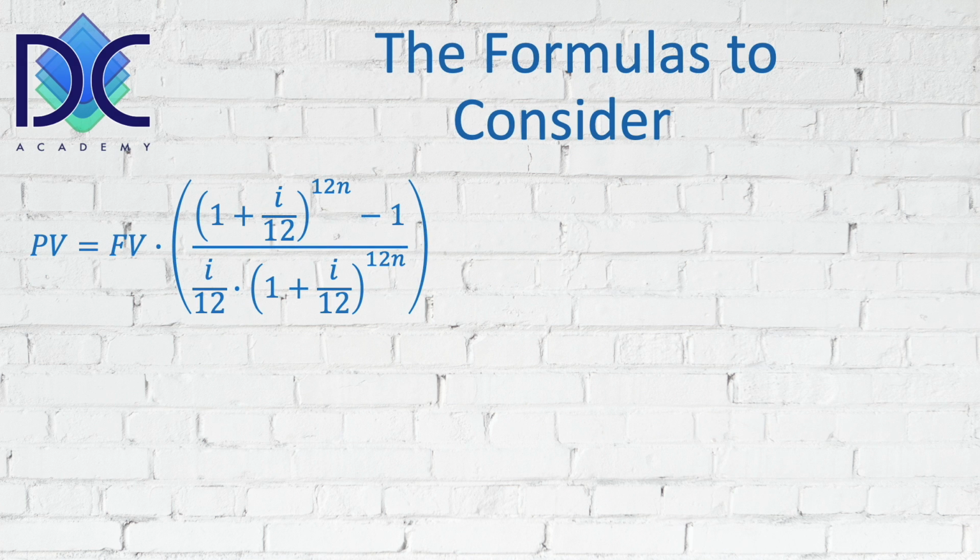We already had the formula: the present value is the future value multiplied by the parameter (1 plus the interest rate divided by 12) to the power 12n, minus 1, divided by the interest rate multiplied by (1 plus the interest rate divided by 12) to the power 12n. We adjusted this formula that we've seen before for yearly payments to monthly payments. That was the relationship between the present value and the future value.